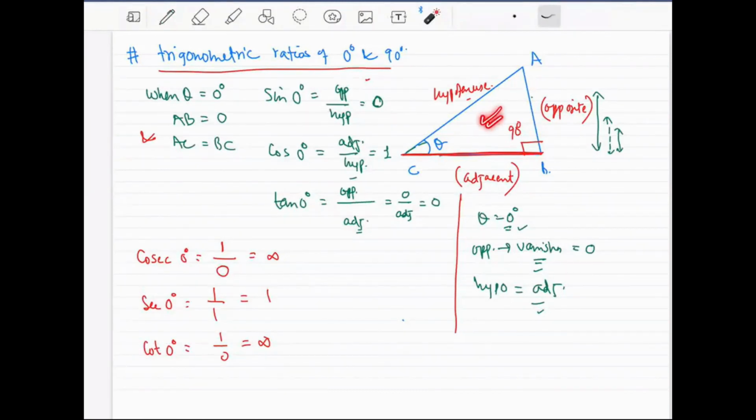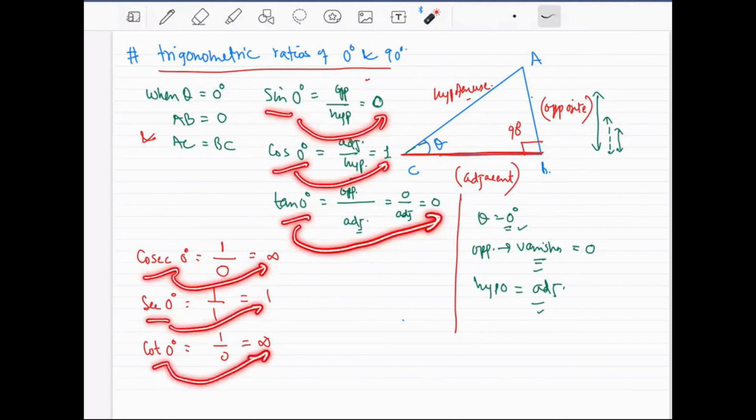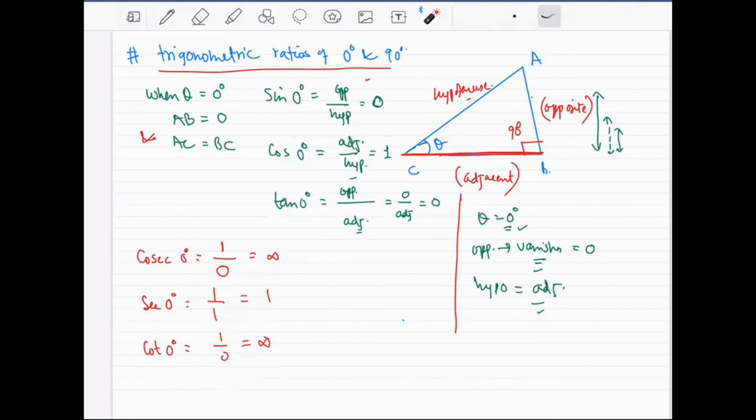You copy along with the formula, along with the diagram right here. What you need to understand is the final values. It is not absolutely relevant how we obtain them, but it's good for your knowledge. What you need to understand is the value of sine 0, cos 0, tan 0. That you need to understand properly.